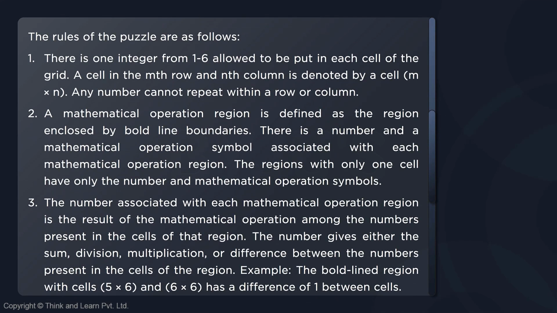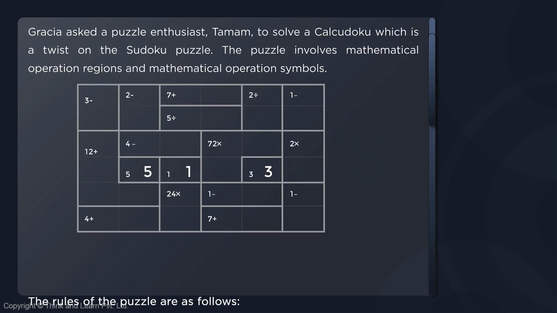Okay, what is the rule of the puzzle? So rules are, there is one integer from 1 to 6 allowed to be put in each cell of the grid. A cell in the mth row and nth column is denoted as cell m into n. Any number cannot be repeated within a row or column. So you can see here.